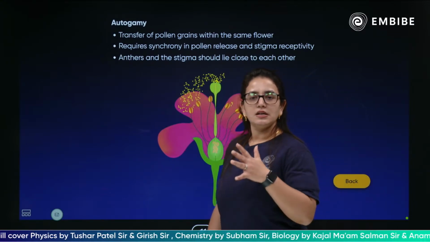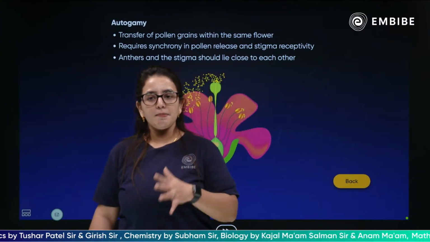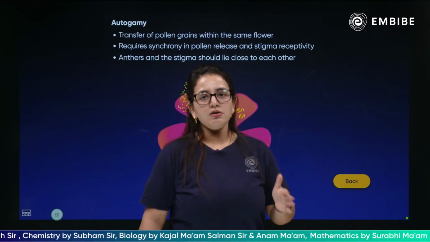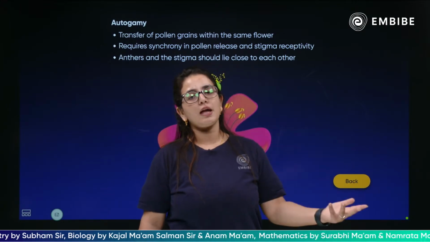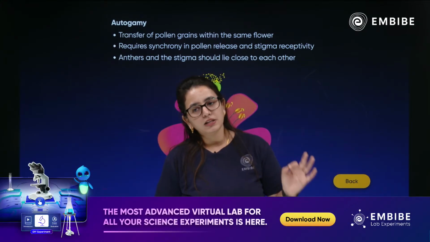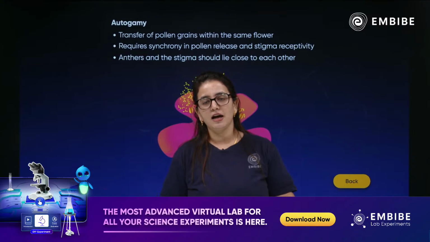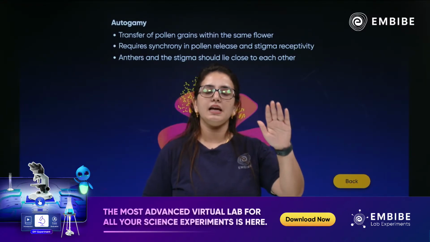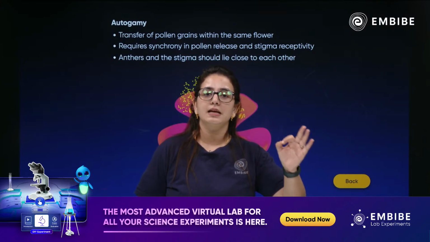Same species, same flower, different flower, same plant, different plant, everything will be discussed. Right now, starting with the basic thing, which is autogamy. In the same flower, both the reproductive parts are present, and the anther has the pollen grain transferring from the anther to the stigma of the same flower.